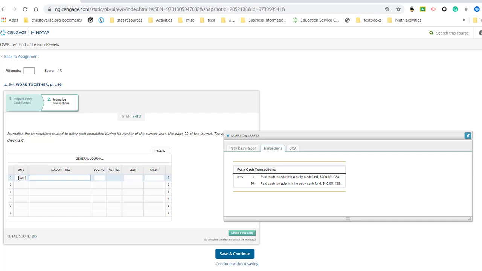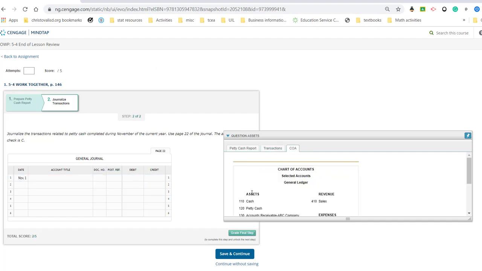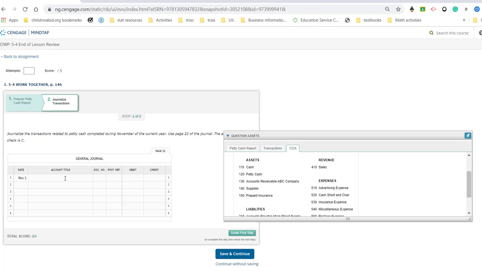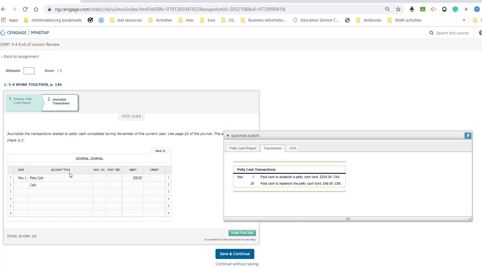And so the two accounts were, again, our petty cash and our cash. Petty cash will receive our debit, and cash will receive our credit, and it was $200. And the evidence for this transaction was check 64. Then on the 30th, we need to reconcile our petty cash report.